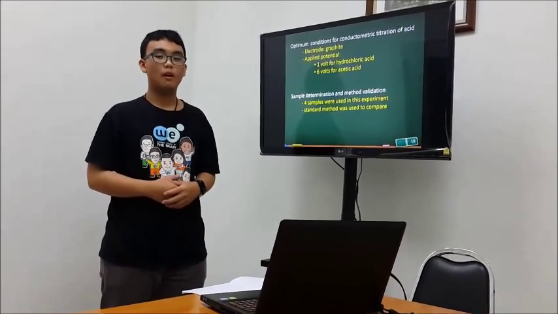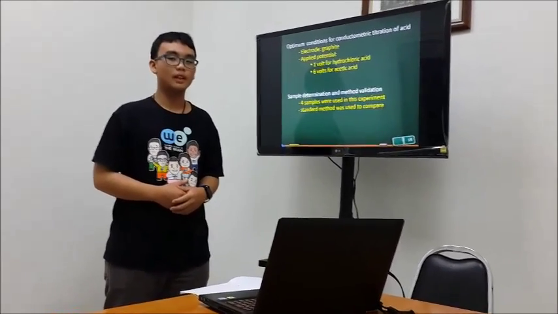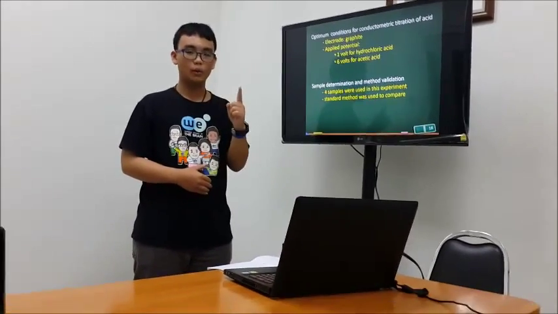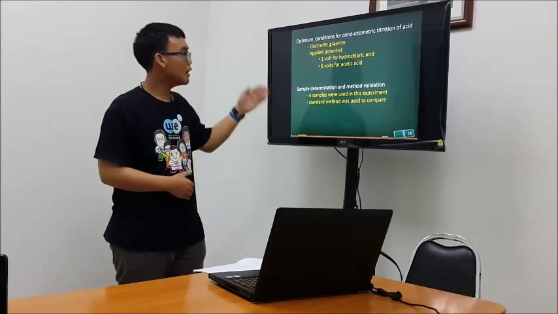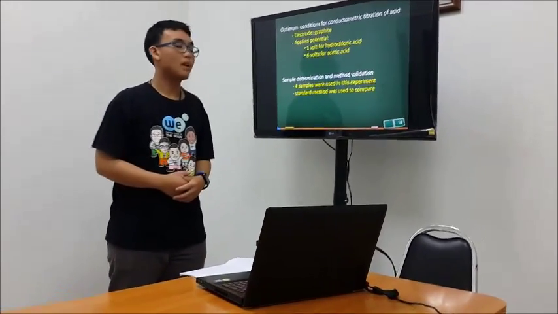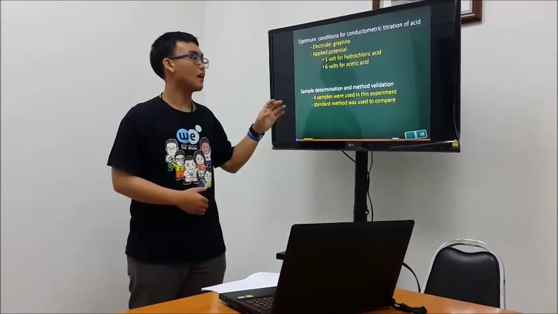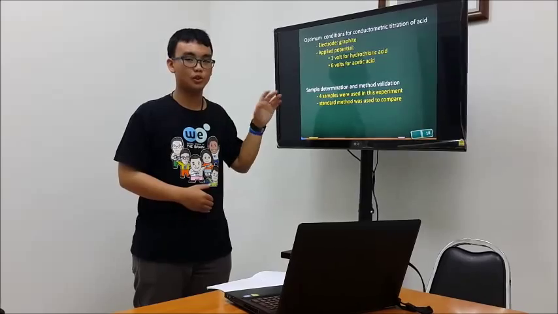Optimum conditions for conductometric titration of acid: the electrode is graphite, and the applied potential is 1 volt for hydrochloric acid and 6 volts for acetic acid. Sample determination and method validation. Four samples of vinegar were used in this experiment, and the standard method was used for comparison.